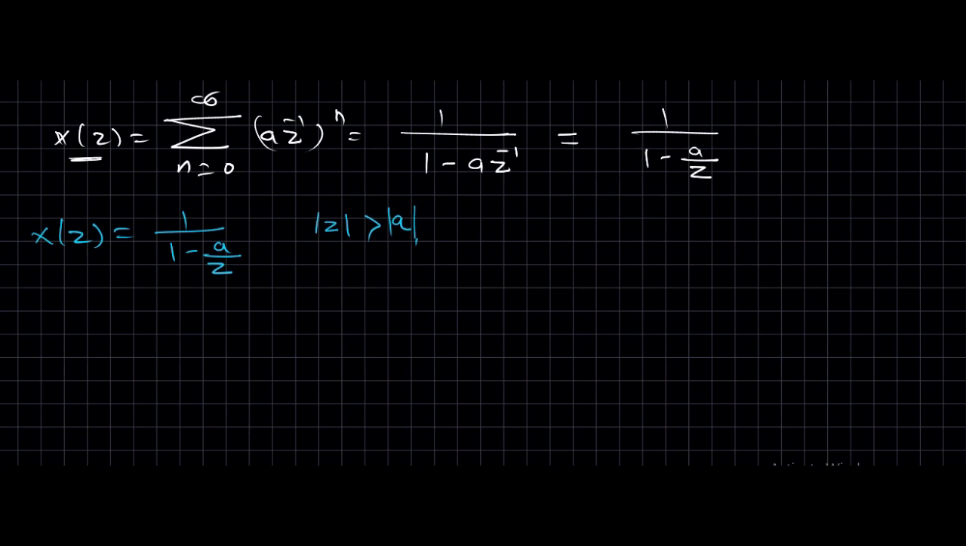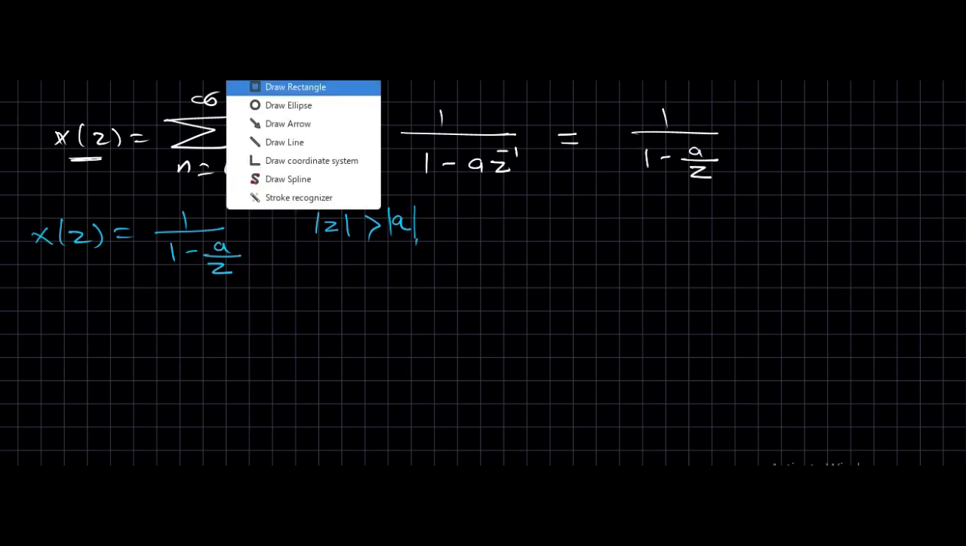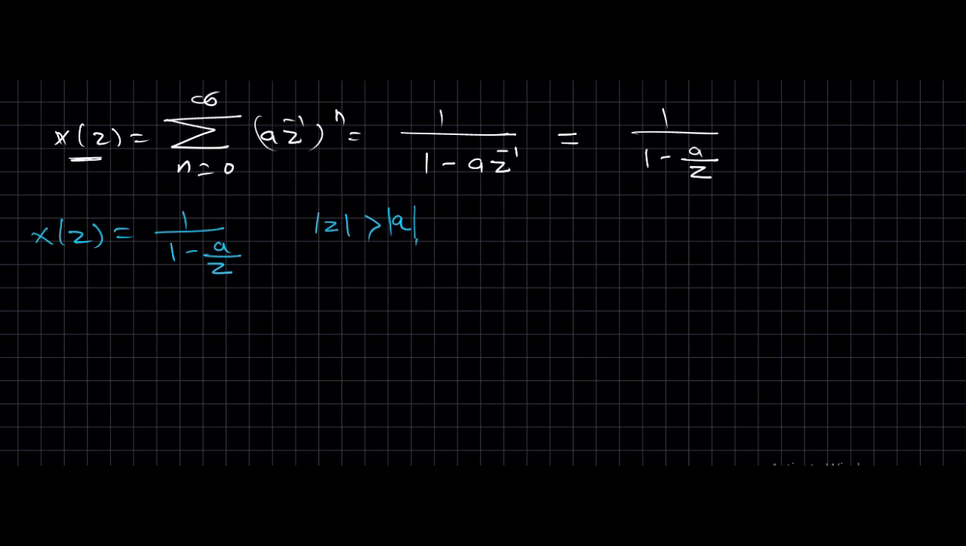Here a is some value. It will start from 0 and make a circle, and beyond that region the convergence of X of z exists. Let us draw the region of convergence of this equation.